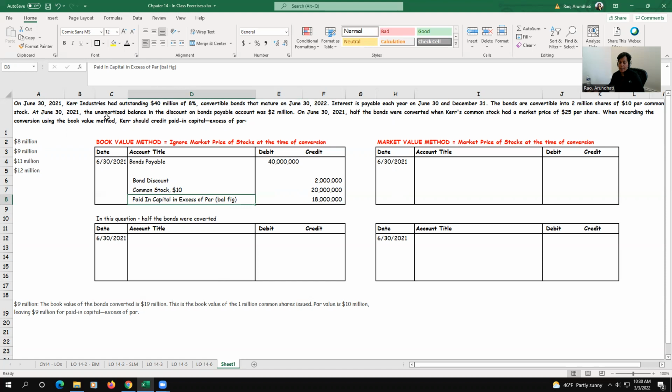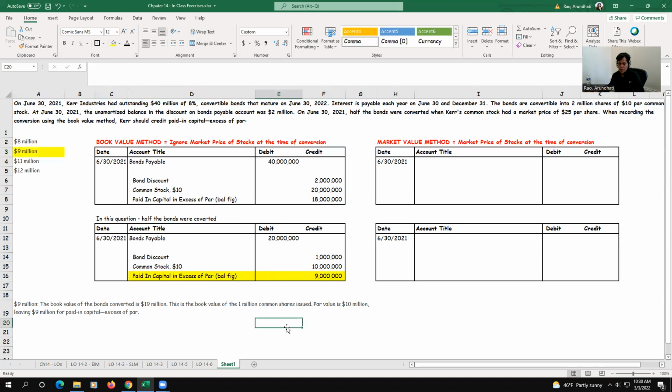Now, in our problem, they said half the number of bonds are converted. So for the purposes of this exercise, it's the same journal entry, but all the numbers should be divided by 2. I've gone ahead and done that. The question asked, when recording the conversion using the book value method, Care should credit paid-in capital in excess of par, and the answer is $9 million. That's our answer because we're using the book value method.